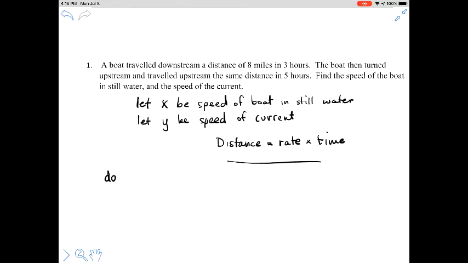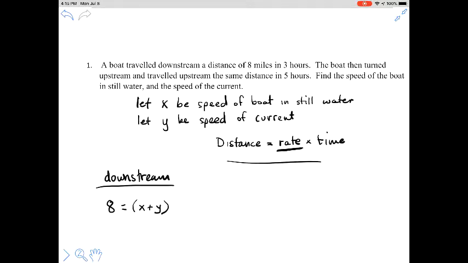So downstream, what was the distance? 8 miles. They're both 8 miles. Okay, so the downstream trip distance was 8 miles. The rate, well, this is what we talked about a moment ago. The rate downstream is the speed of the boat, plus it's got the current pushing it faster. So how can we describe that using our 2 variables? x plus y. So if we're just talking about rate of downstream, it's the speed of the boat plus the speed of the current. That's the rate.